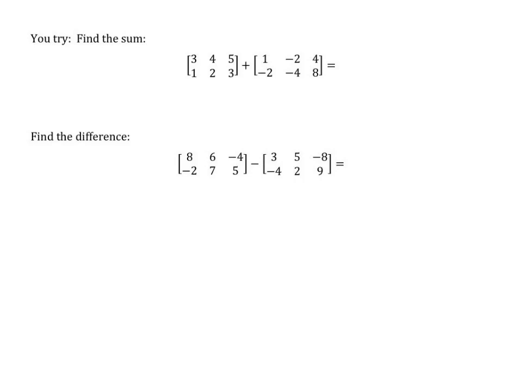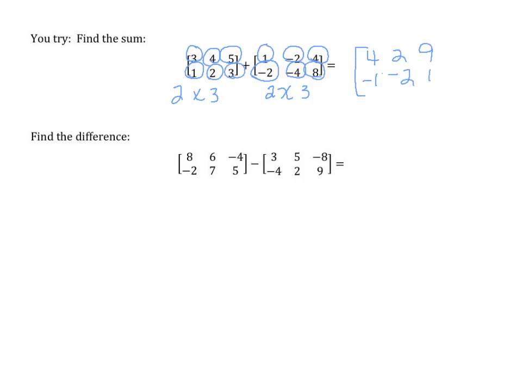You try adding these matrices together. Pause the video, work through it by yourself, and play when you're ready. So we have a 2 by 3, and we have another 2 by 3, so we're able to add them together. So we'll combine the corresponding elements. 3 plus 1 is 4. 4 plus negative 2 is 2. And 5 plus 4 is 9. 1 plus negative 2 is negative 1. 2 plus negative 4 is negative 2. And 3 plus 8 is 11.